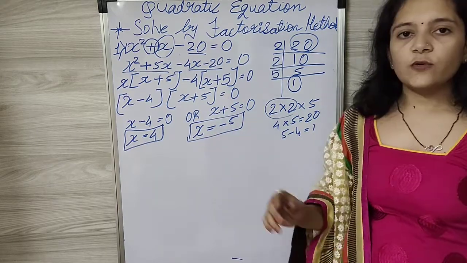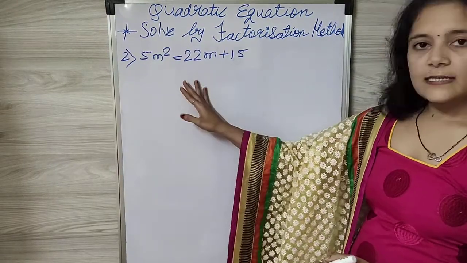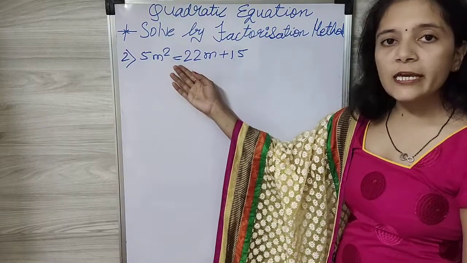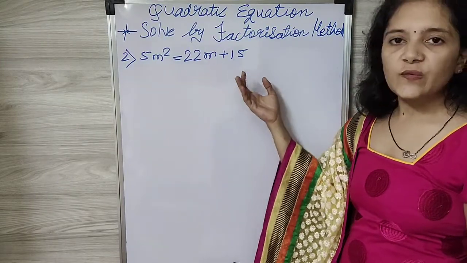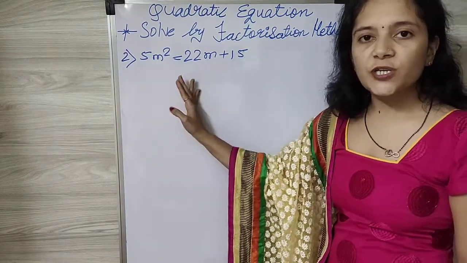Now the second question, the second sum, is 5m square is equal to 22m plus 15. See here, the condition has changed.